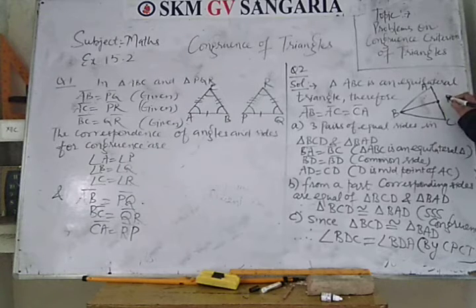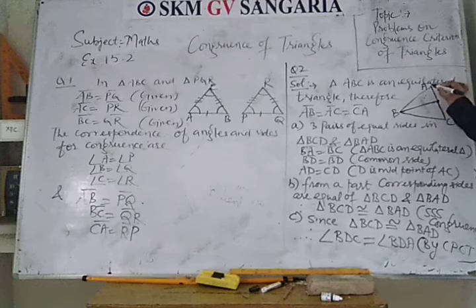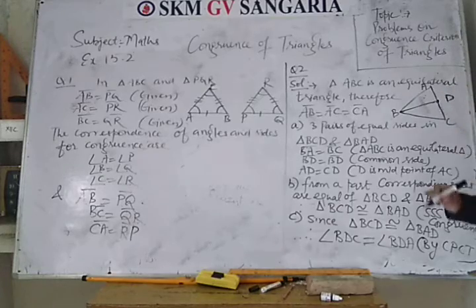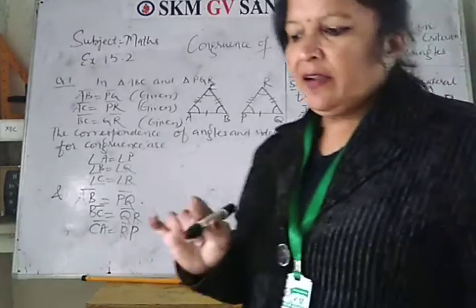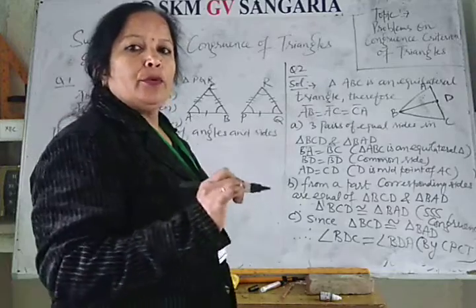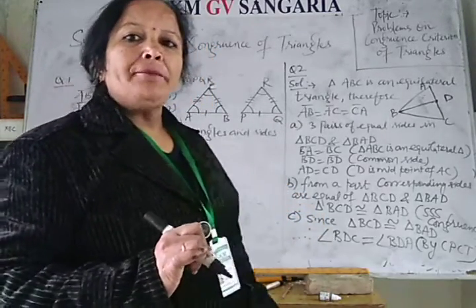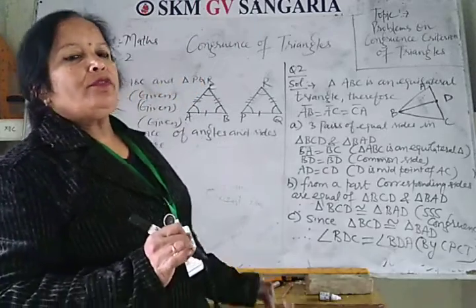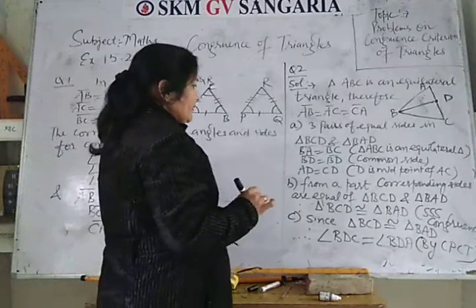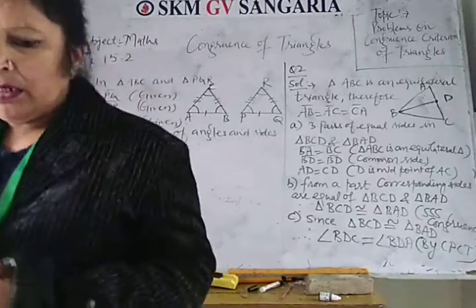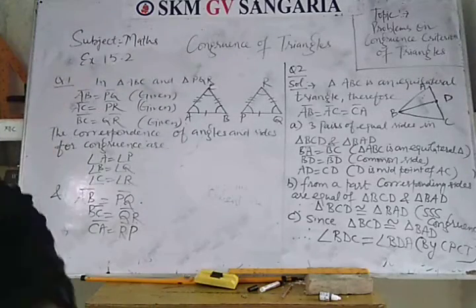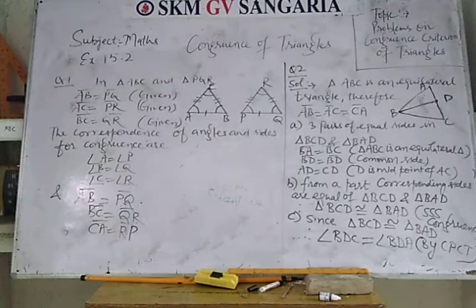Because D is the midpoint of AC. Midpoint means D is dividing AC into equal parts. So AD is equal to DC. Why? Because D is the midpoint of AC. Then in part B, in part A, we have written three pairs of equal sides of both of the triangles, triangle BCD and triangle BAD.